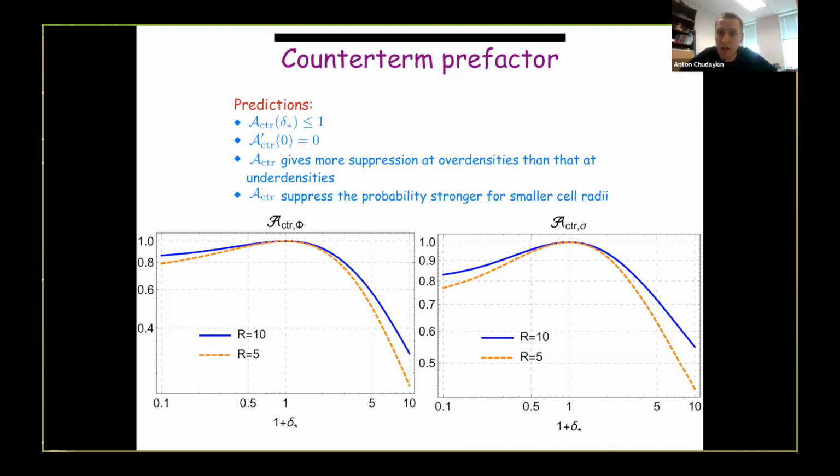And also for small radii, you have more enhanced suppression. It also makes sense because for smaller radii you have stronger non-linearities, which also require stronger renormalization.